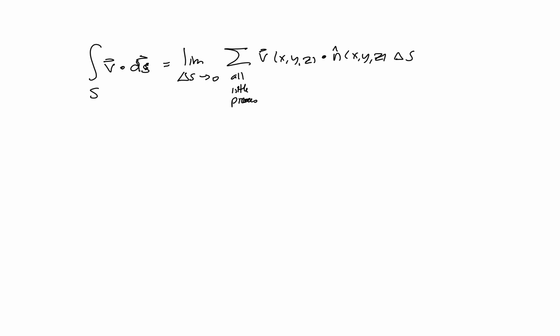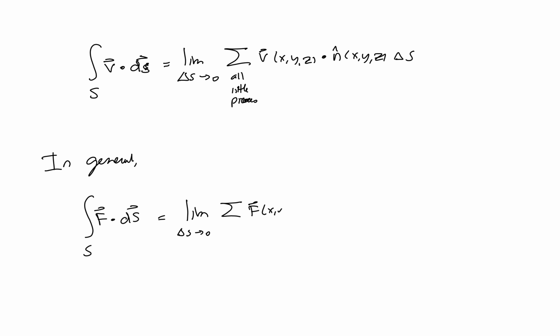And of course, this works for any vector field. It doesn't have to be fluid flowing. So in general, we'll have the flux of F through S, as F dot dS, is just going to be this limit. Limit as delta S goes to 0 of the sum of F of x, y, z dotted with the unit normal at the point, delta S. So that's how we define the integral. So this is our definition.